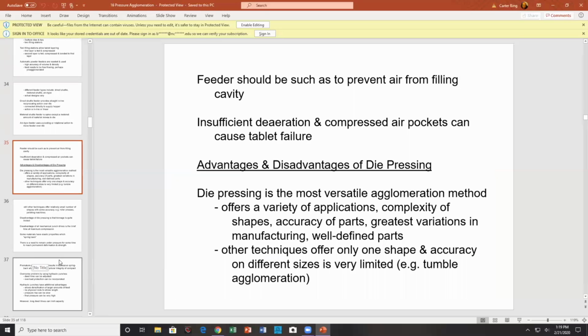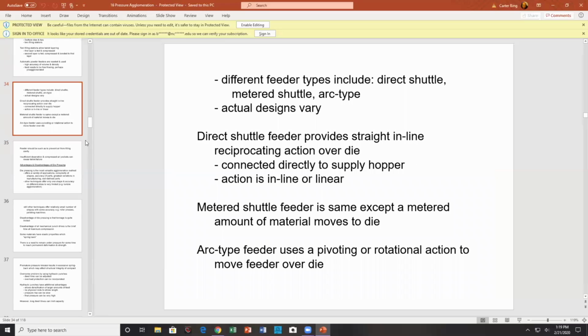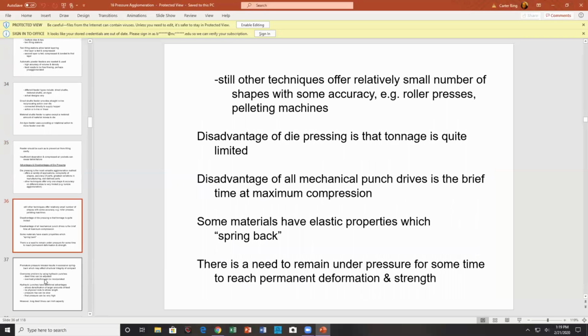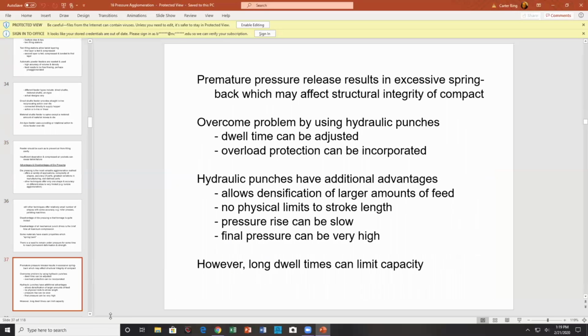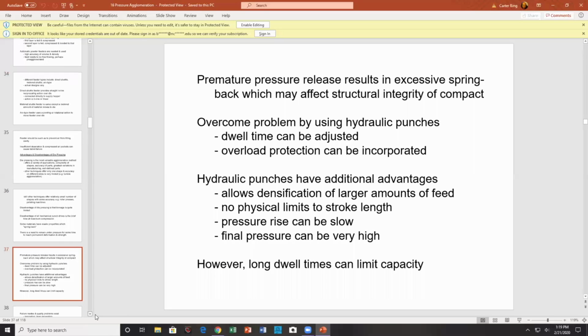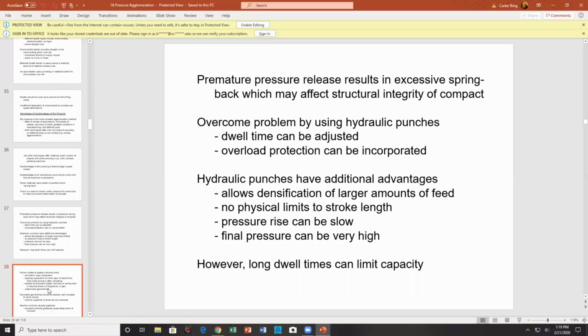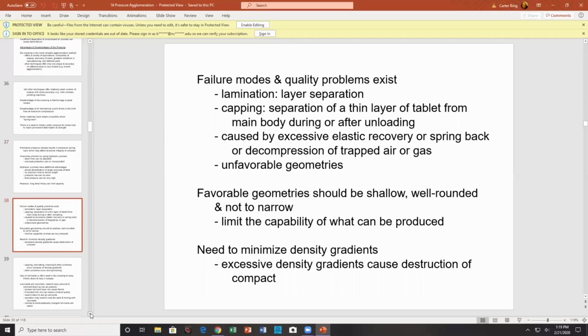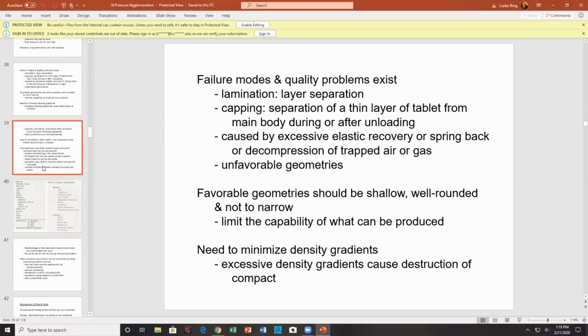Okay. Where were we? We were talking about the feeders, insufficient deaeration, advantages, disadvantages, spring back, long dwell times. Where were we actually? Should keep track of this. Lamination and capping going on, favorable geometries. We're talking about lubricants.